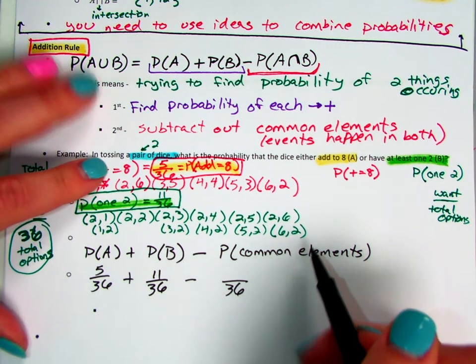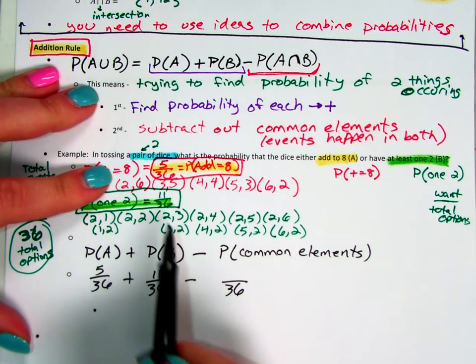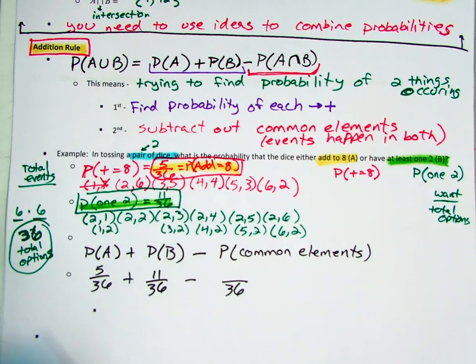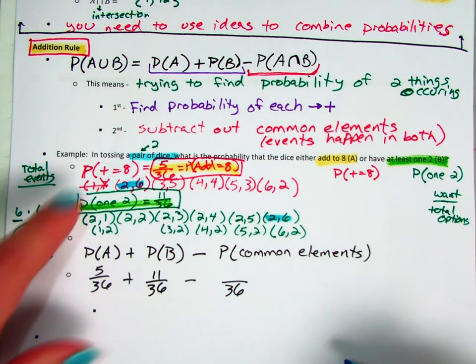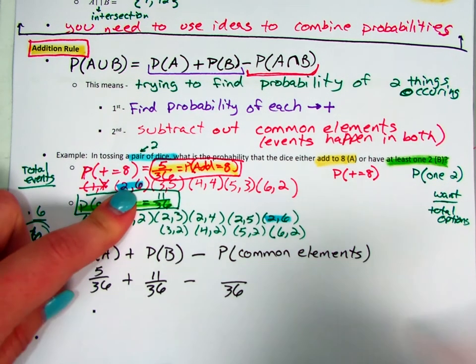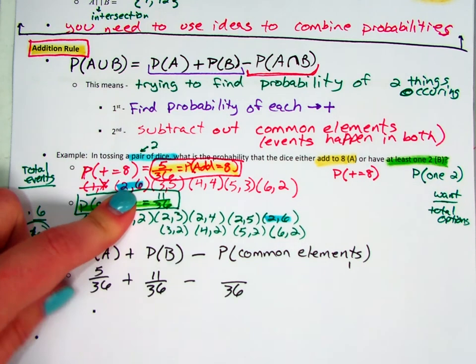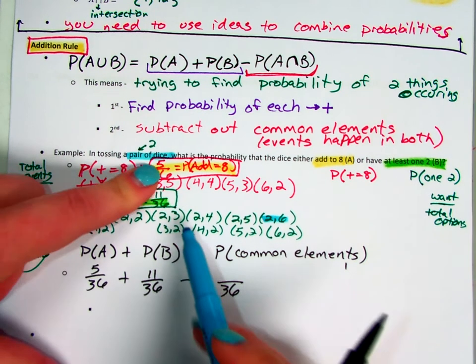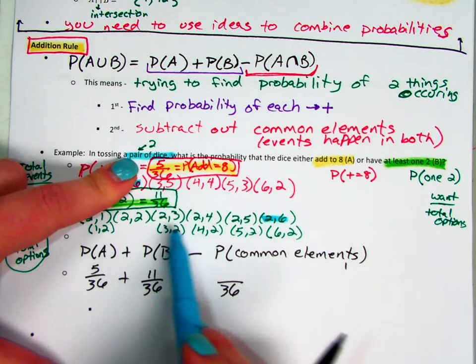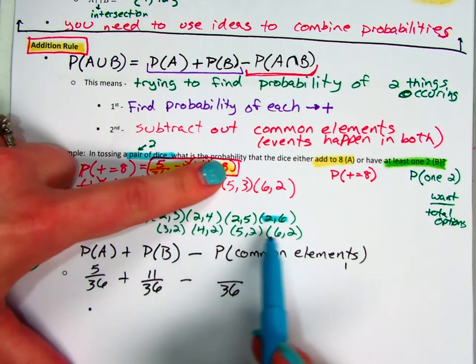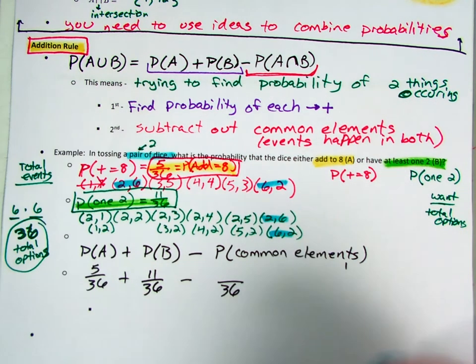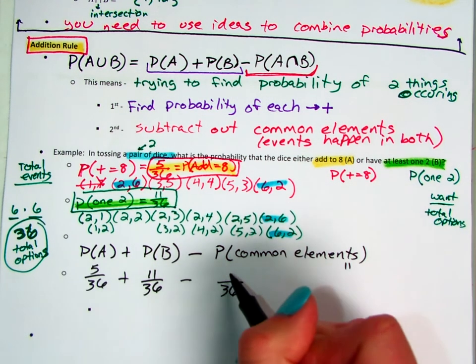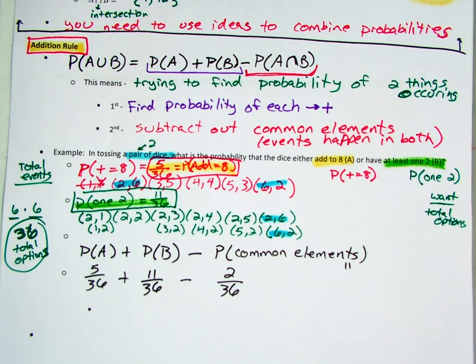So if I look at my list here, we have a 2, 6. There's also a 2, 6 in this one. So that's one common element that I'm going to have to take out. I'm just going to make a tick mark to keep track of that. Then 3, 5 is in that. Well, 3, 5 isn't in this one. 4, 4 isn't in this one. 5, 3 isn't in this one. But 6, 2 is in both of them. So I have two elements that are in common. So I'm going to subtract out 2 over 36.